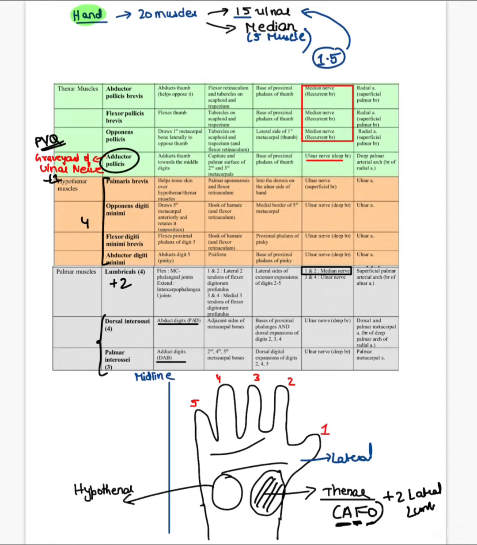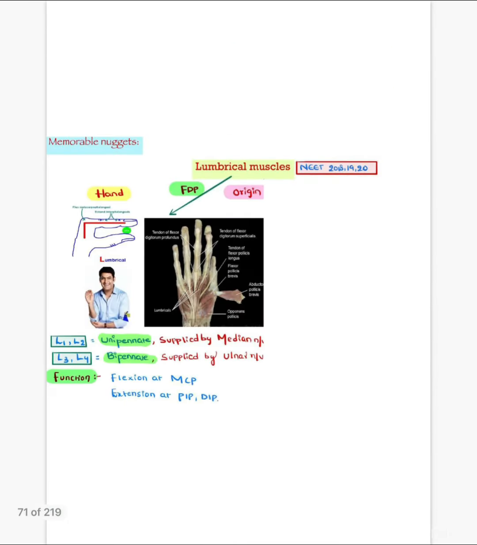Remember the mnemonic: palmar is adduction, that is bringing it close, and abduction is making it far. This is important that you need to know.